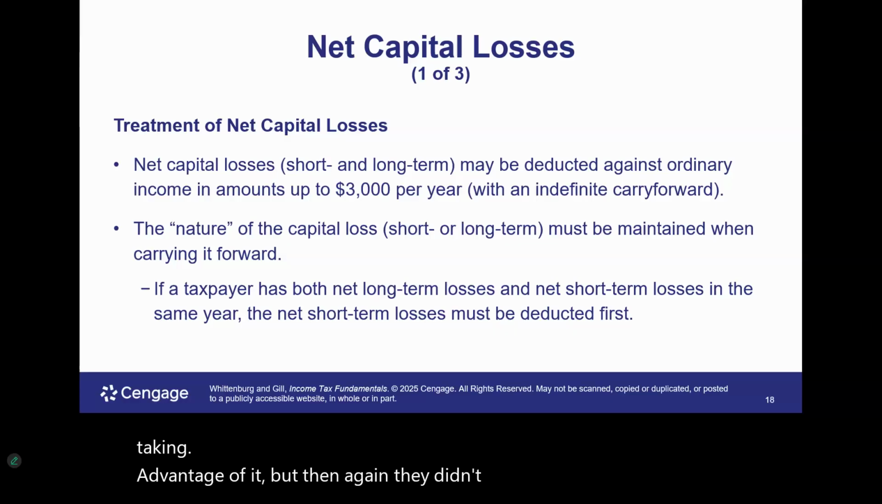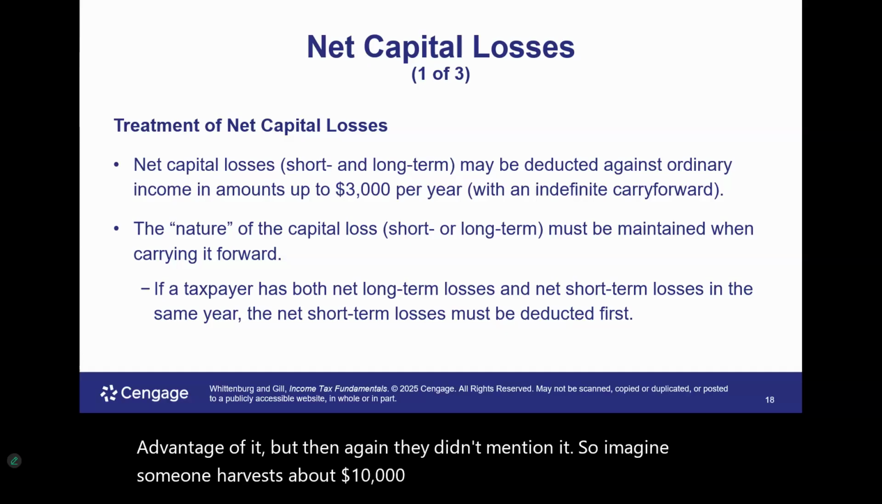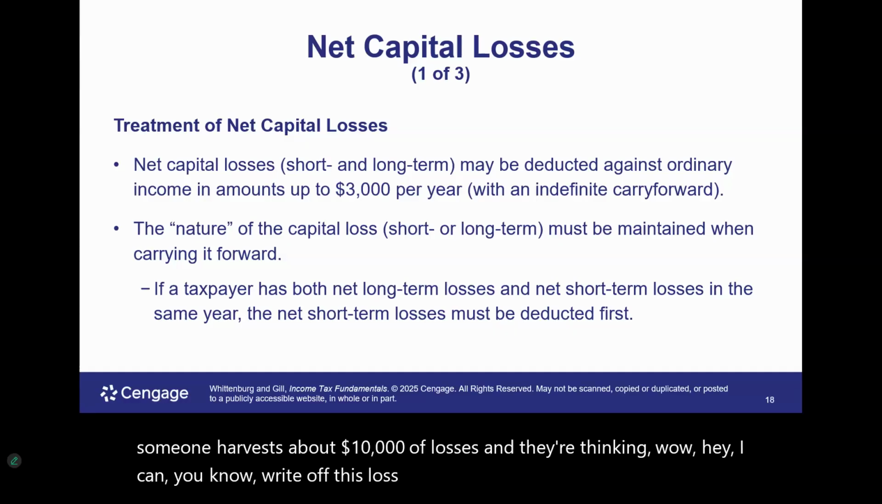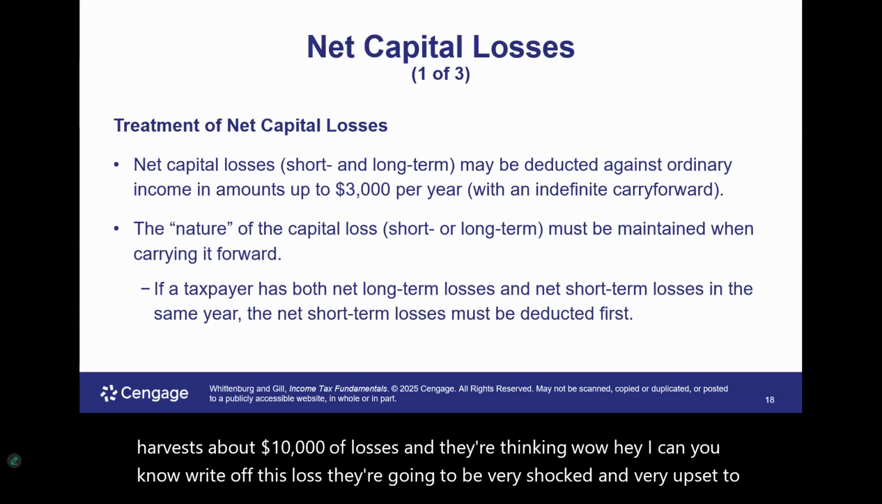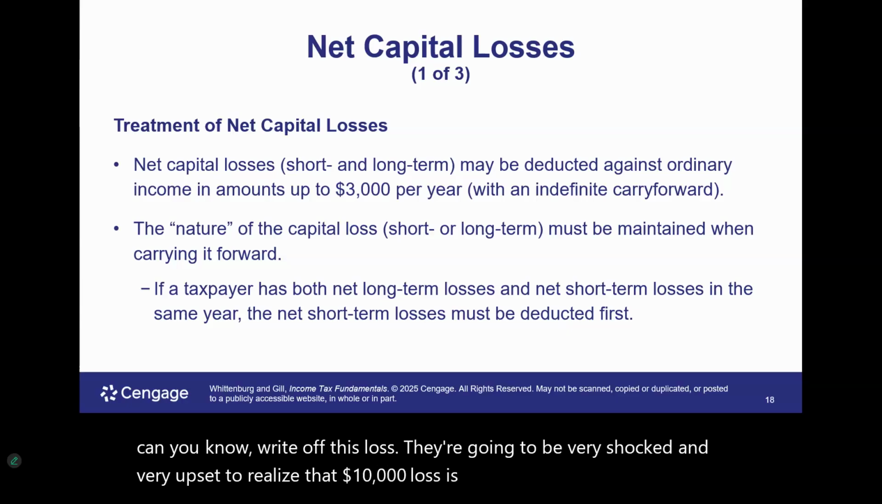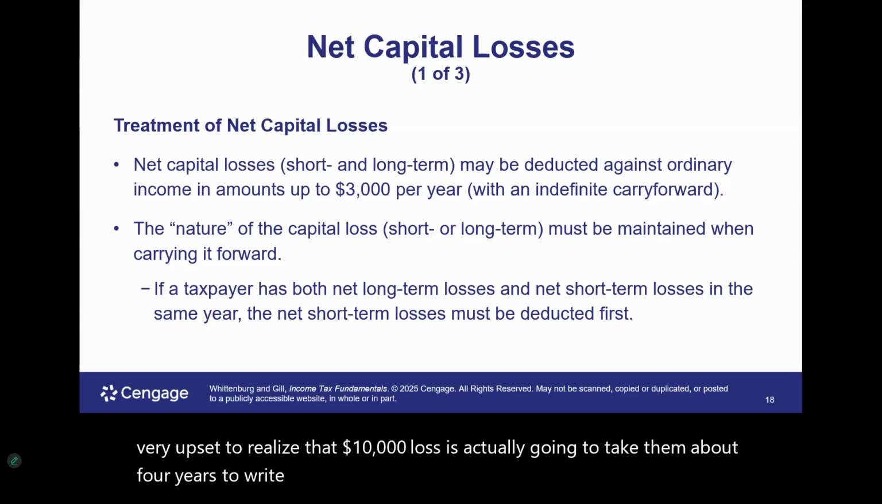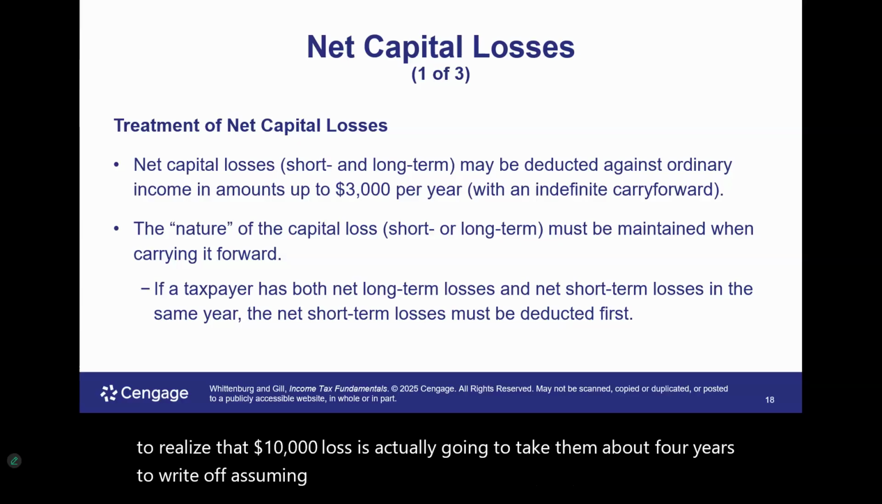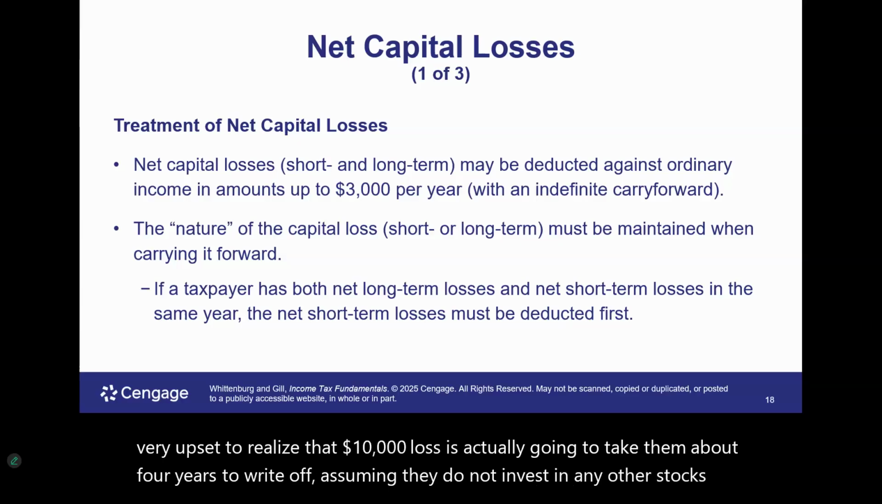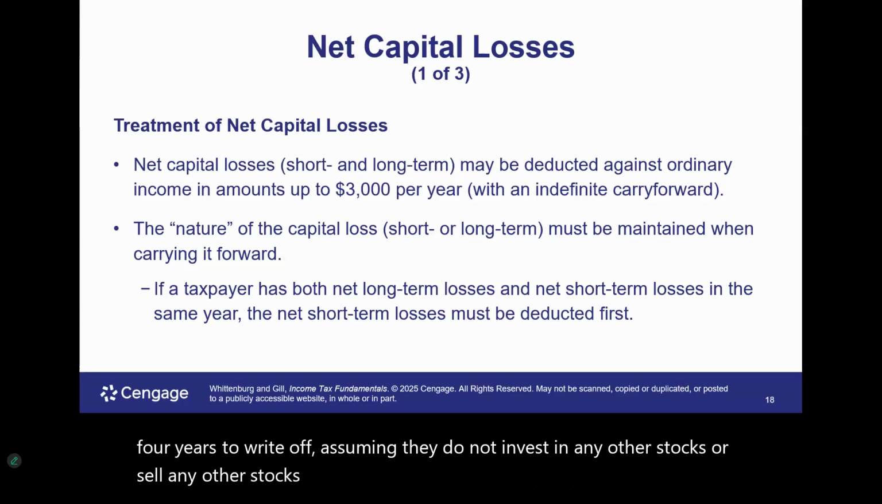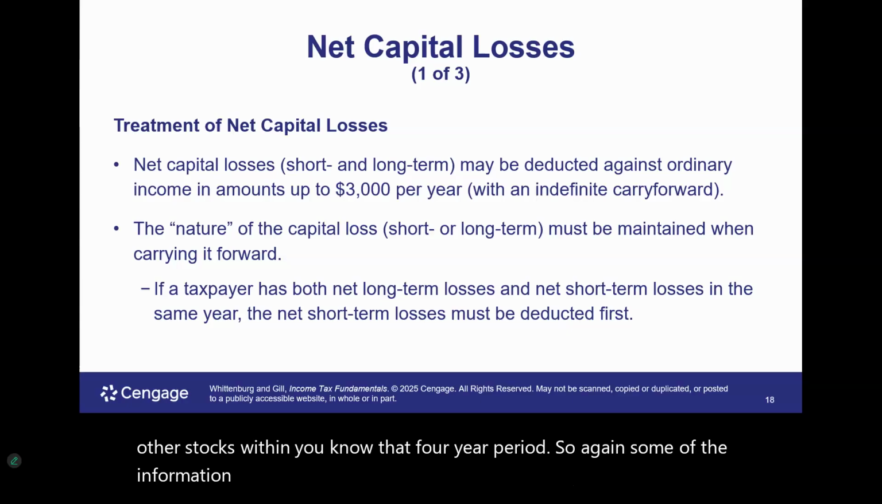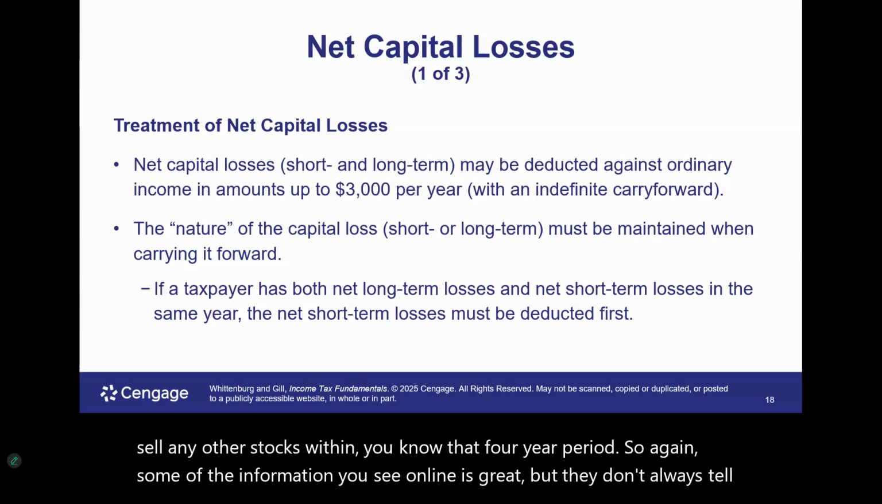So imagine someone harvests about $10,000 of losses and they're thinking, wow, I can write off this loss. They're going to be very shocked and very upset to realize that that $10,000 loss is actually going to take them about 4 years to write off, assuming they do not invest in any other stocks or sell any other stocks within that 4-year period. So again, some of the information you see online is great, but they don't always tell you the full picture. I just wanted to point that out.